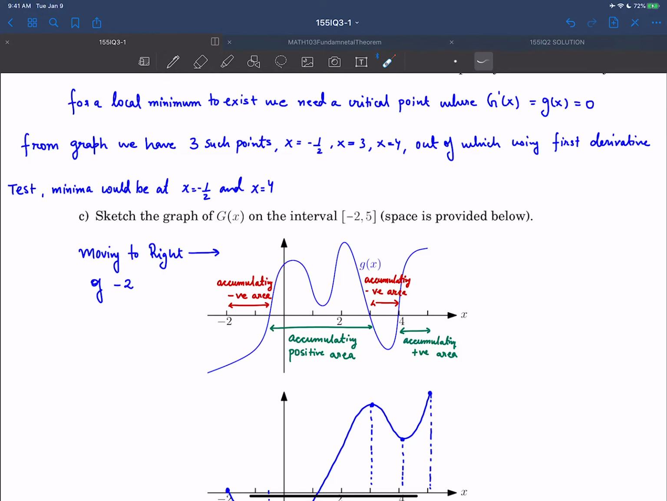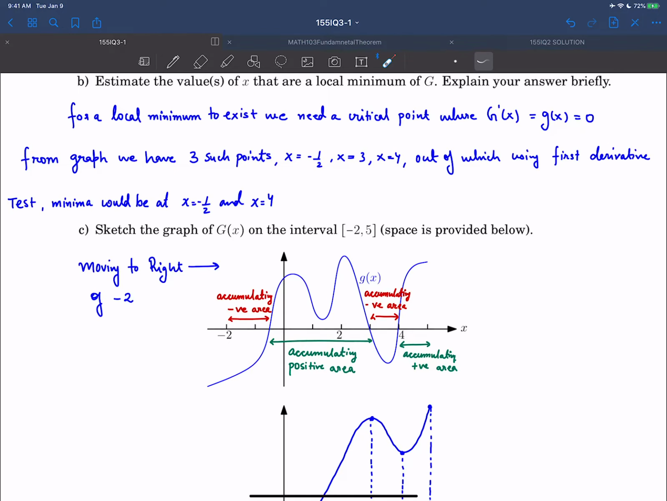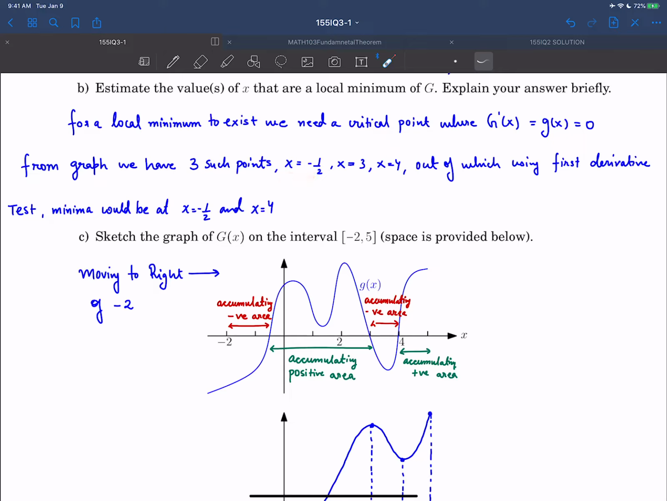If you look at this graph, there are multiple crossings. It's 0 at this point, it's 0 at this point, and it's 0 at that point. So there are multiple, one point being -1/2, the other one being 3, and the last one being 4. So we've got 3 candidates here, with x equals -1/2, x equals 3, and x equals 4. Out of these, we have to apply the first derivative test to figure out which one is the minimum or which one is the maximum.